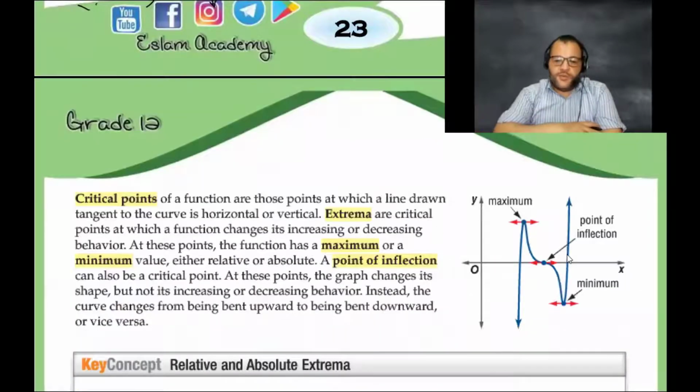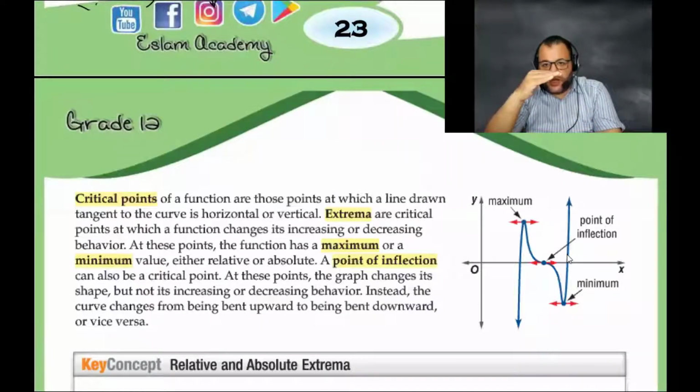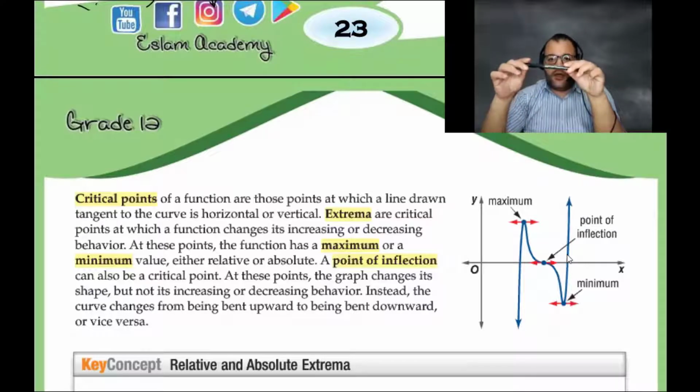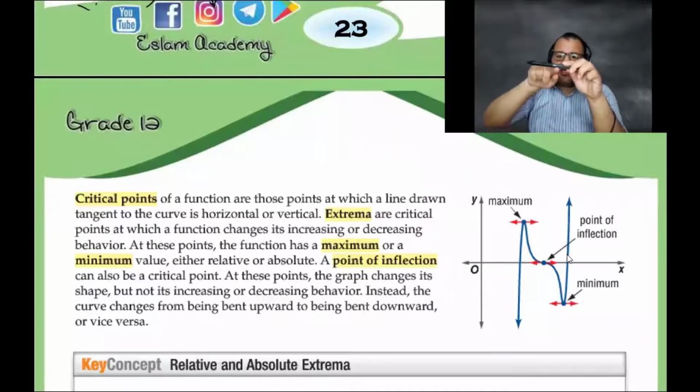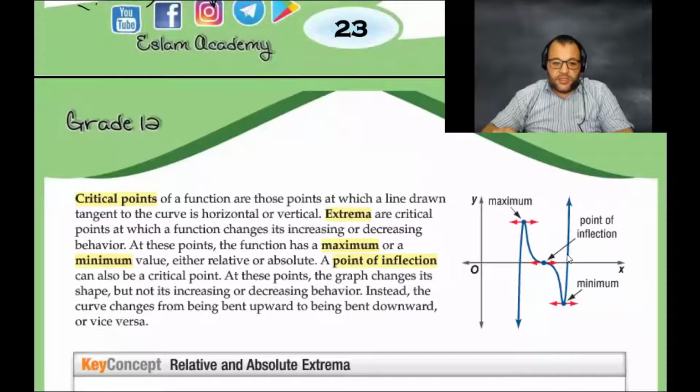Now, what is the meaning of the critical point? The critical point for the function is the point defined by the horizontal line. At this point, there is a horizontal line, it's tangent to the curve. And because it's tangent, you will find that the curve increases then becomes decreasing, or decreases then goes to increasing. So the line could be vertical or horizontal for the graph.